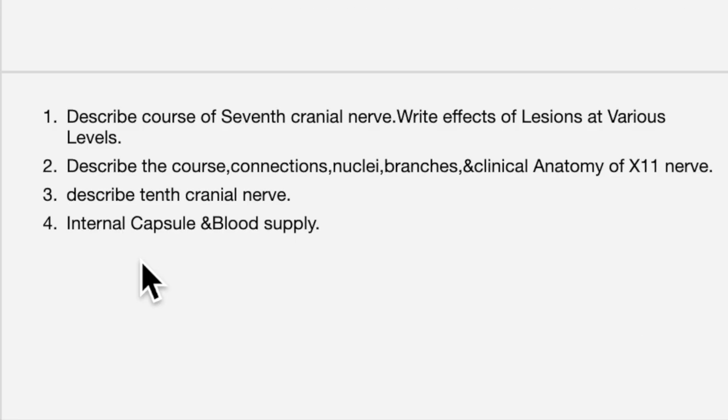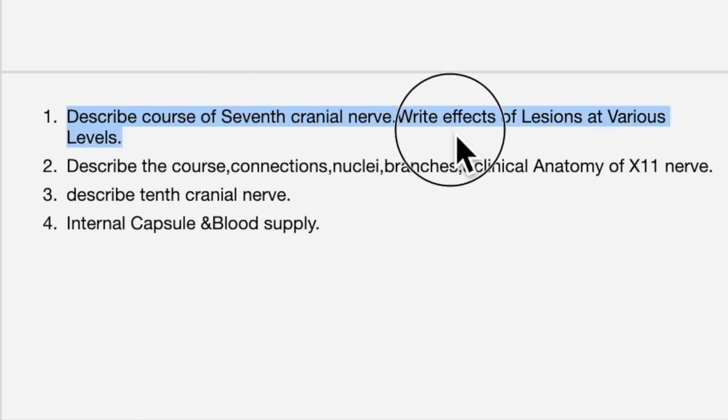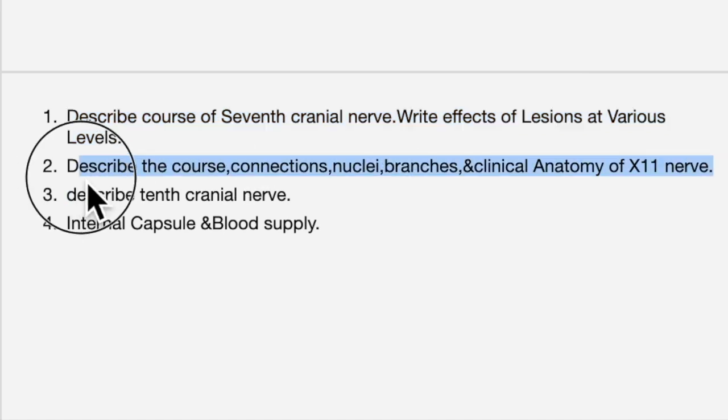Now we'll see the questions for the day 4. Essay questions for the day 4. First question is describe the course of 7th cranial nerve and write its effects of lesions at various levels. The next question is describe the course, connections and nuclei, branches and clinical anatomy of 12th cranial nerve.